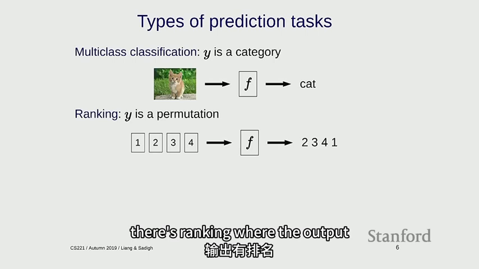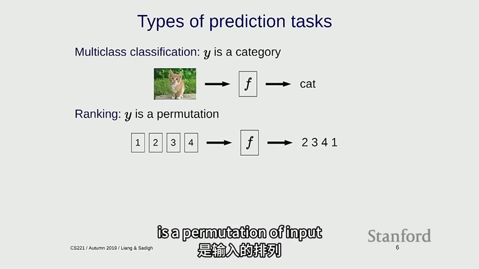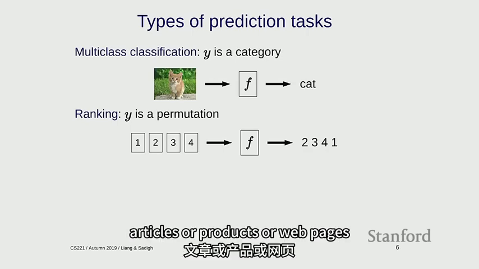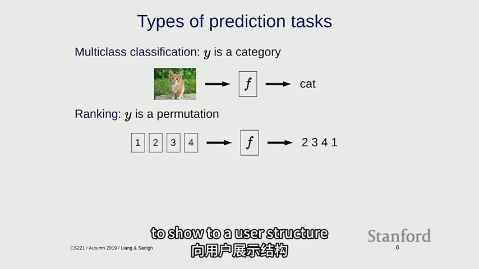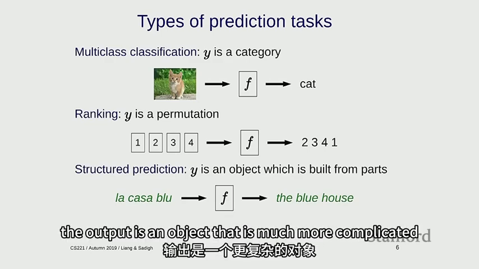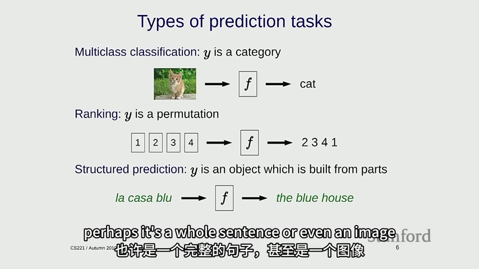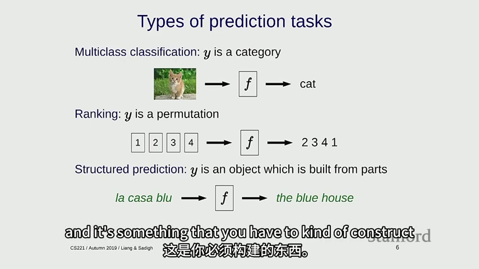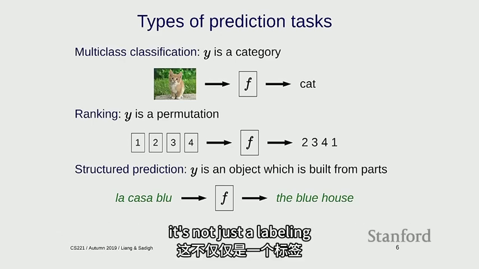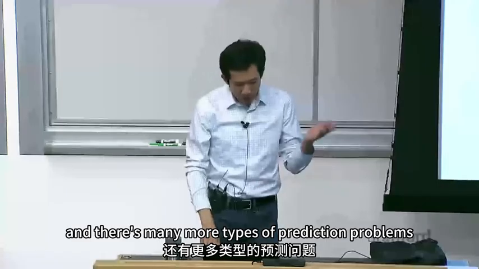There's ranking, where the output is a permutation of the input. This could be useful, for example, if the input is a set of articles or products or web pages, and you want to rank them in some order to show to a user. Structured prediction is where Y, the output, is an object that is much more complicated. Perhaps it's a whole sentence or even an image. And it's something that you have to construct. You have to build this thing from scratch. It's not just a labeling. And there are many more types of prediction problems.